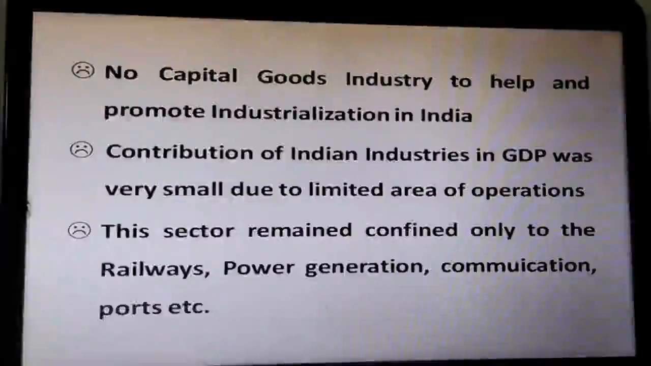The contribution of Indian industry in GDP was very small due to the limited area of operation. When I say limited area of operation, it means it was confined only to cotton and jute industries. Now this sector remained confined to this, plus there were also a few other industries or sectors like railways, power generation, communication, ports, but the contribution of these sectors was to develop the colonial government offices and not to benefit the Indian economy.